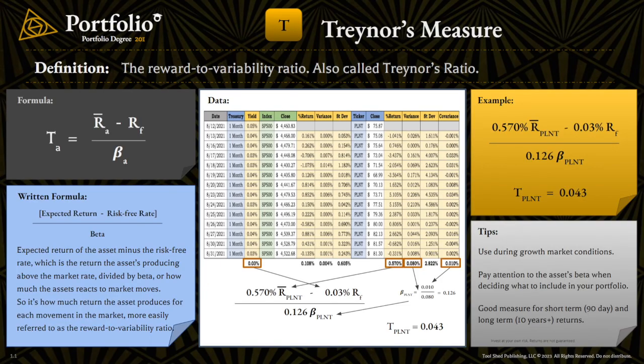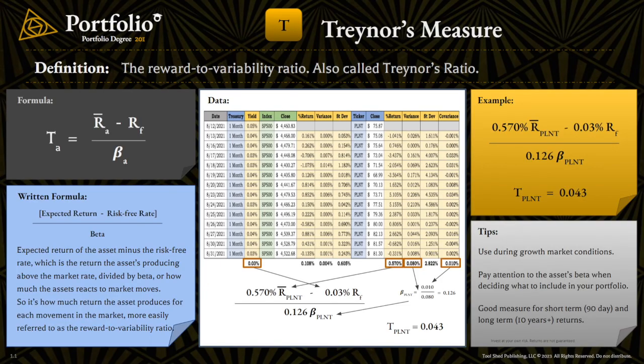So both of these metrics are really interesting. I like Sharpe's measure to find good, stable investments that you know are performing well over a long time period. And Trainer's measure works really well in identifying stocks that are doing well during periods of volatility and growth. And if the market is growing a lot, it will help you identify those stocks that are typically the reason for it. So don't be intimidated by Trainer's measure or Sharpe's measure.